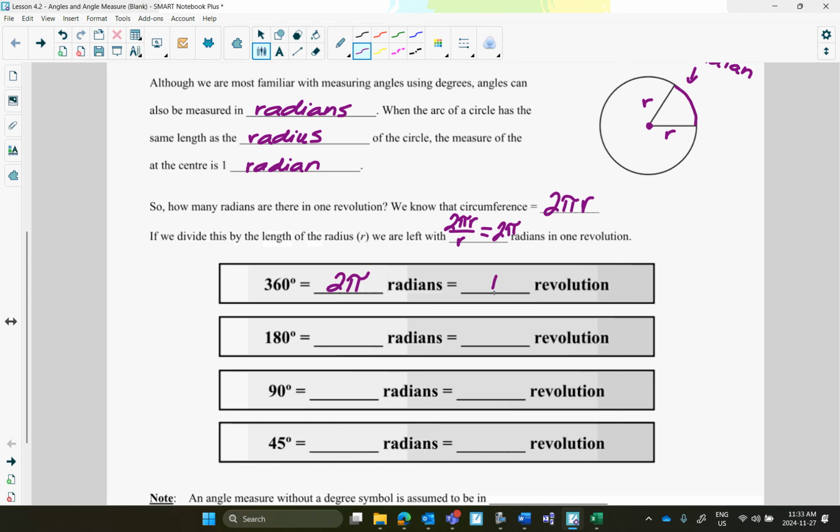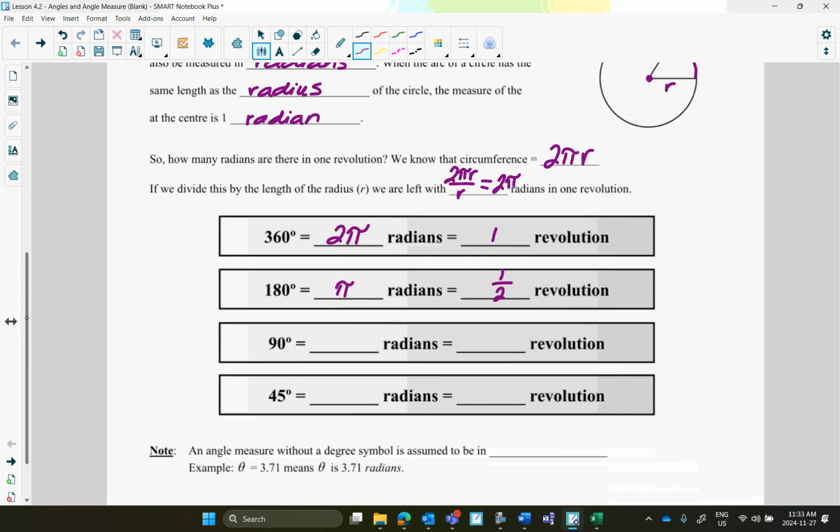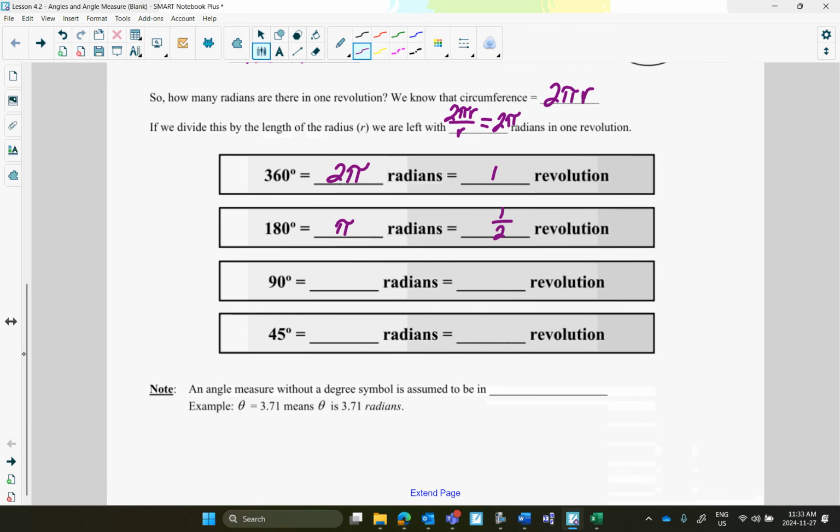Now we can use this to find other ones. How many radians would be in 180 degrees, or half a circle? 1 pi. Let's divide this by 2. Half a revolution. How many radians would be in 90 degrees? Pi over 2, because I take the 180 and divide it by 2 again. And that's a quarter of a circle, or a quarter of a revolution.